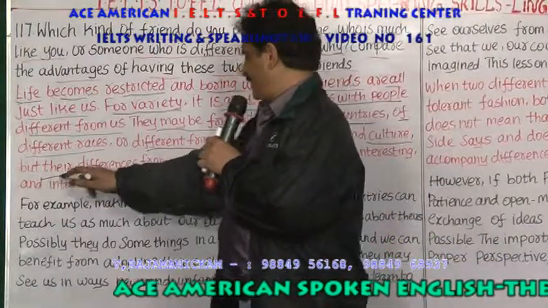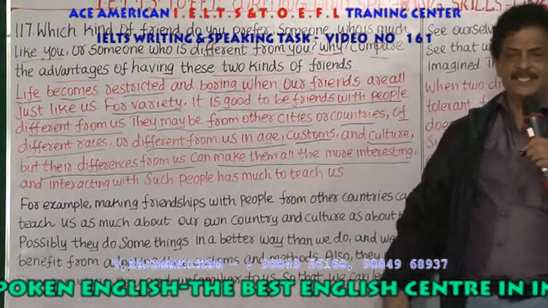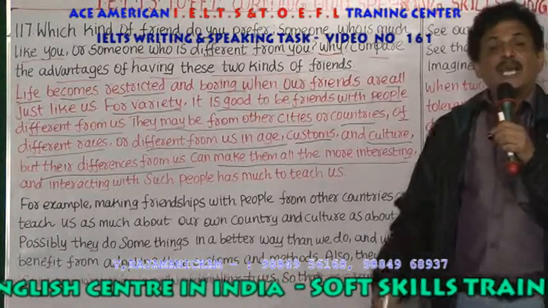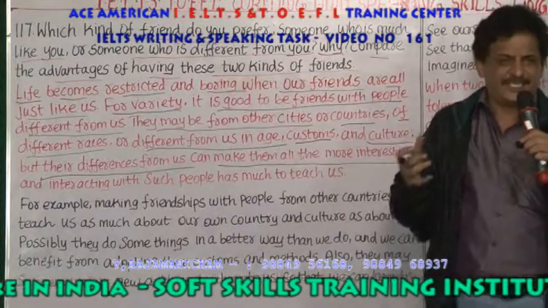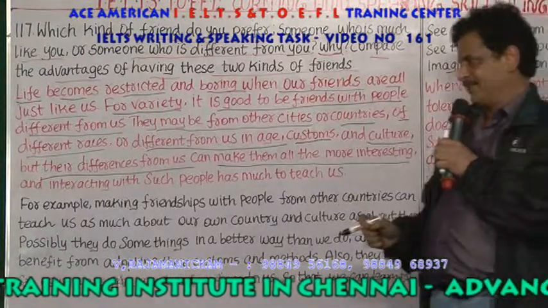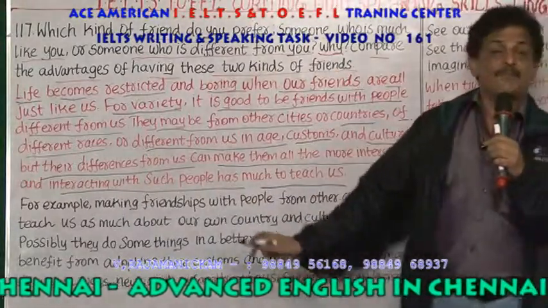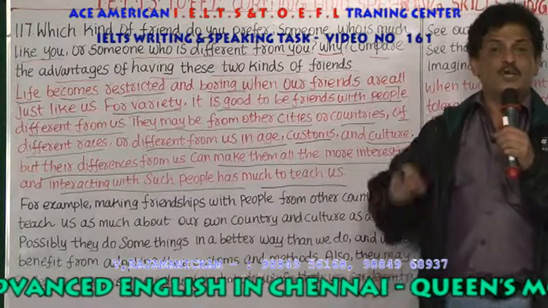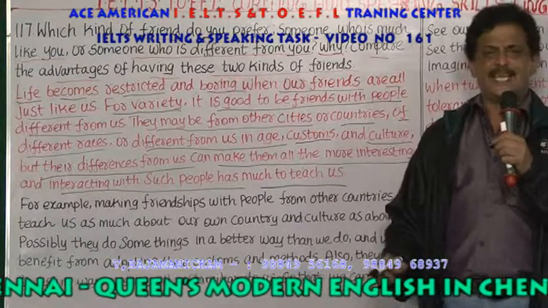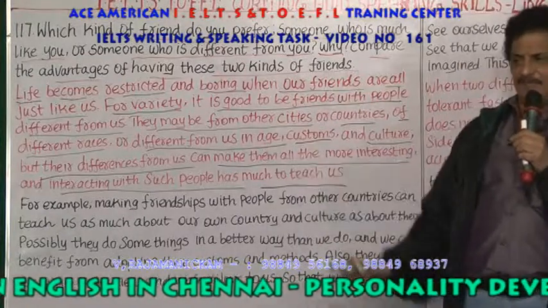But their differences from us can make them all the more interesting. He or she belongs to some other religion, some other race, has different tastes and preferences. So you get a sort of attraction towards him or her. And interacting with such people has much to teach us. So he says, yes, of course, I like friends who are completely different from me, for a variety of reasons. What is that? I can learn more from her or him. That's what he says in the first paragraph.